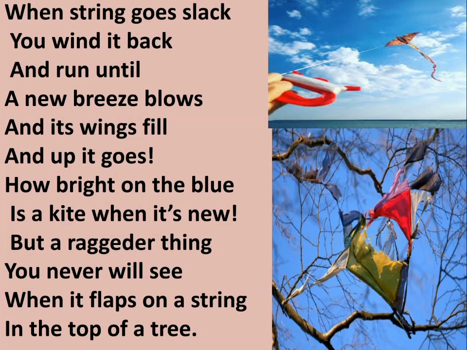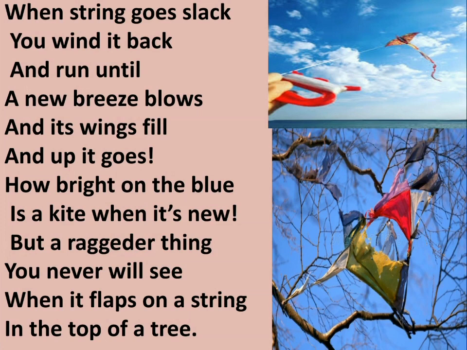Okay. How bright on the blue is a kite when it's new. So the kite, really it looks very bright and beautiful on a clear sky. So when it is new, you can see how bright it is looking in the sky. But a raggeder thing you will never see when it flaps on a string in the top of a tree. What is this word children? Raggeder. Raggeder means torn. So when the kite is torn, will you like that kite? Will you be able to fly it high? No.